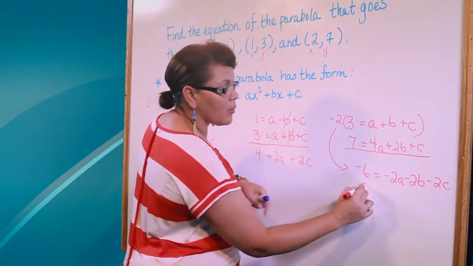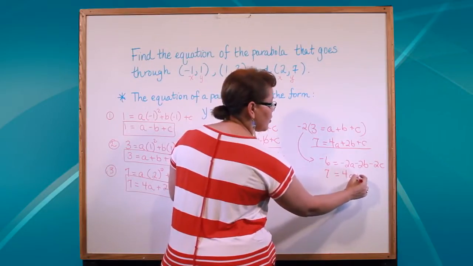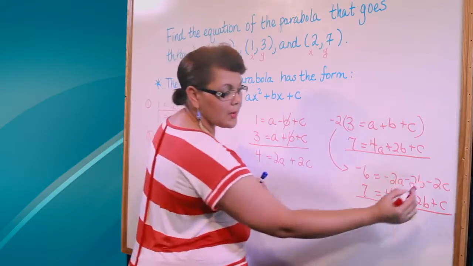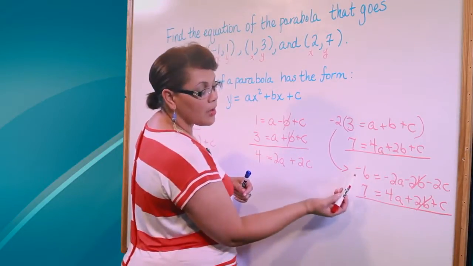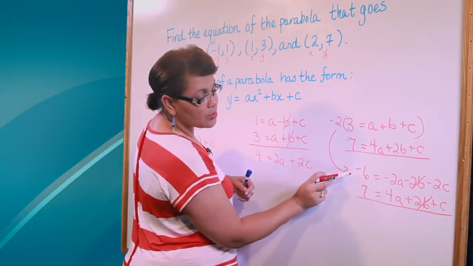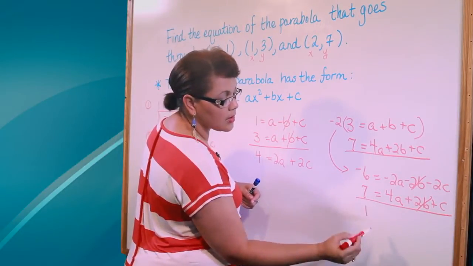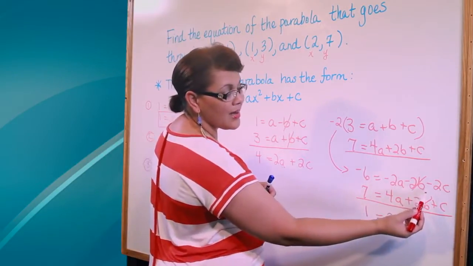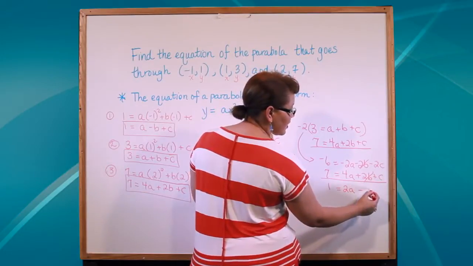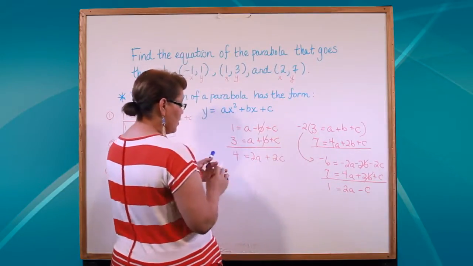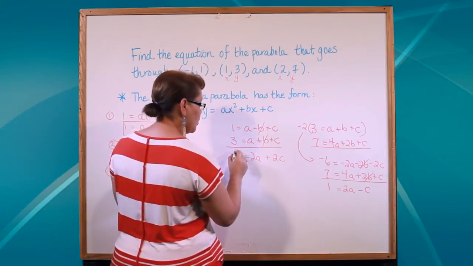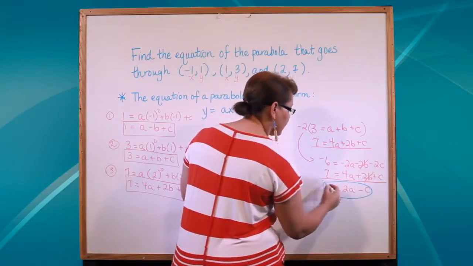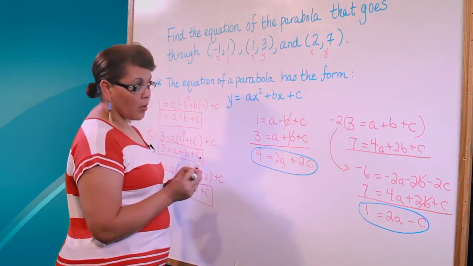And now combining that with 7 equals 4a plus 2b plus c, I've accomplished my goal of eliminating the b variable. So combining these 2 equations through addition, -6 plus 7 leaves +1, -2a plus 4a is 2a, and -2c plus c is -c. So I can take the 2 new equations that only have an a and a c and finally combine those to solve our problem.